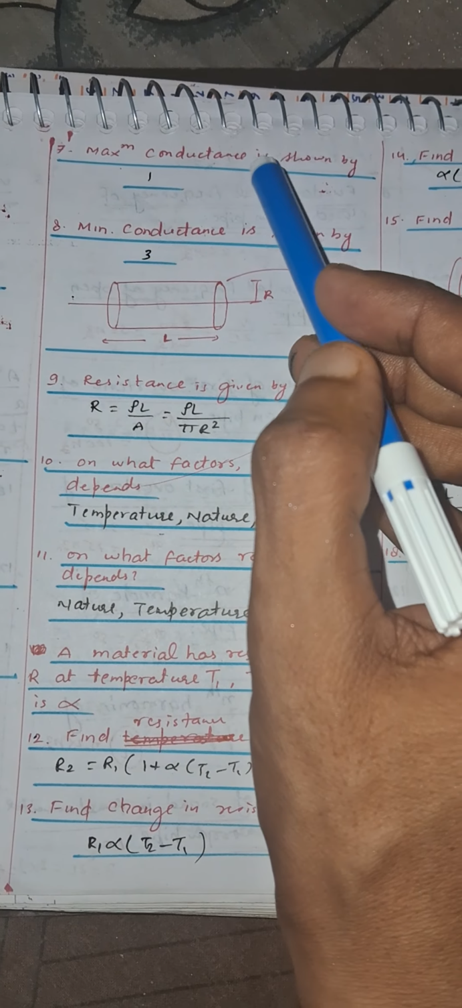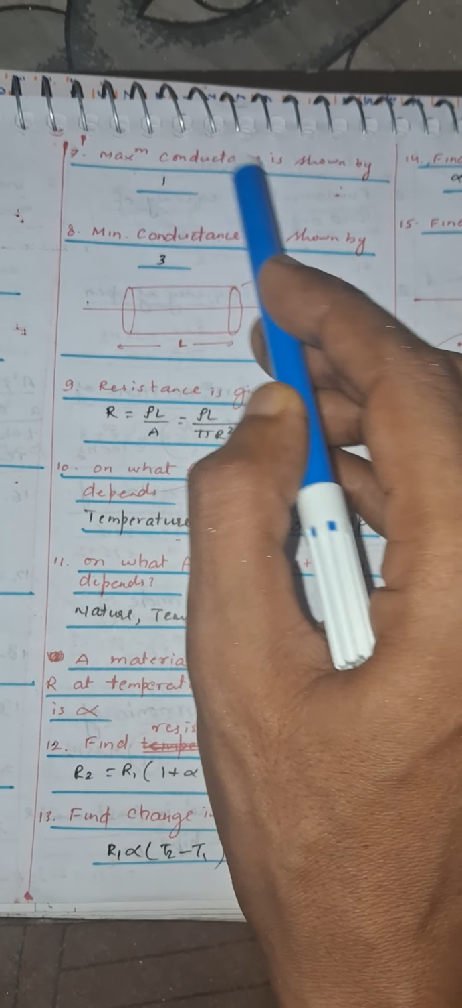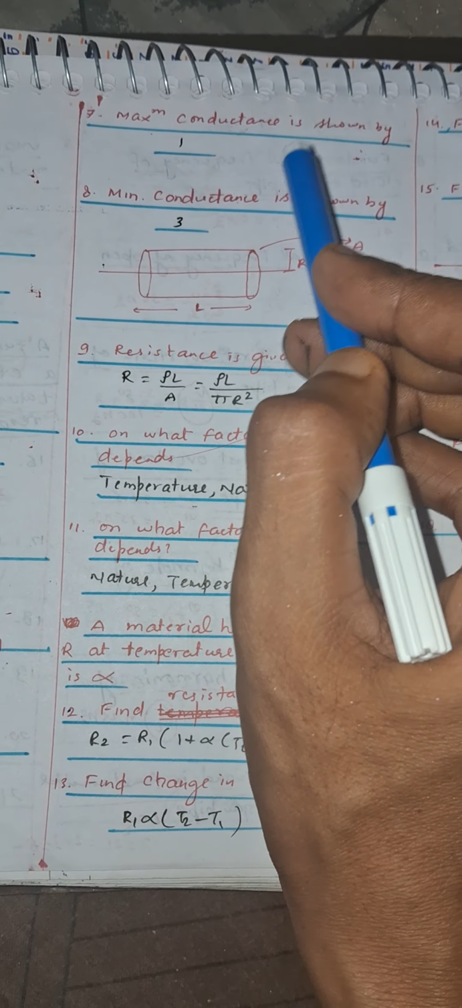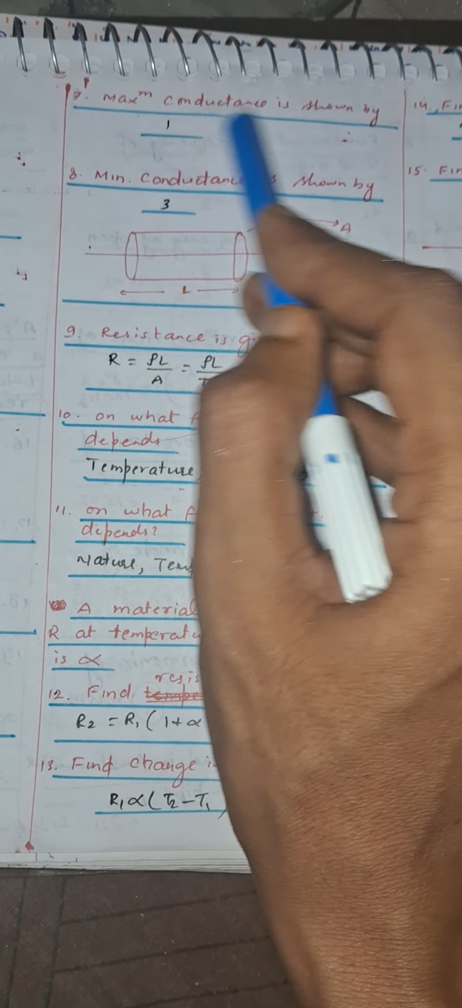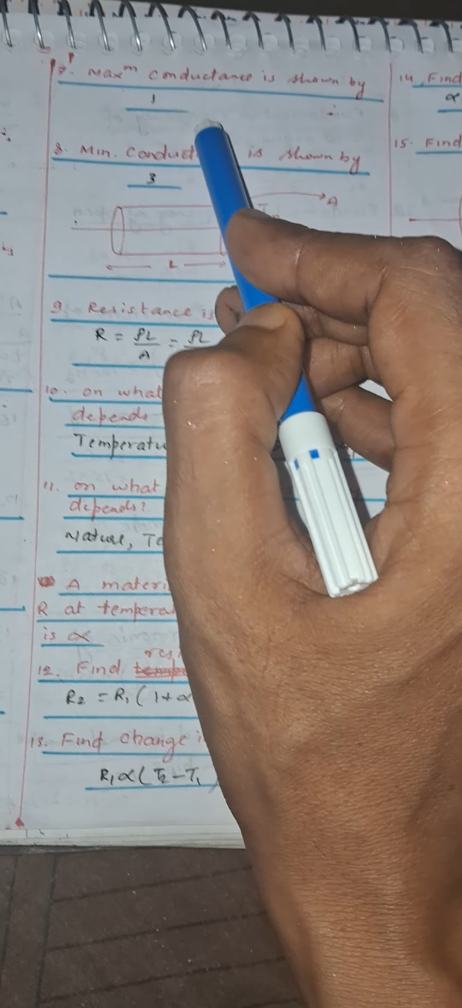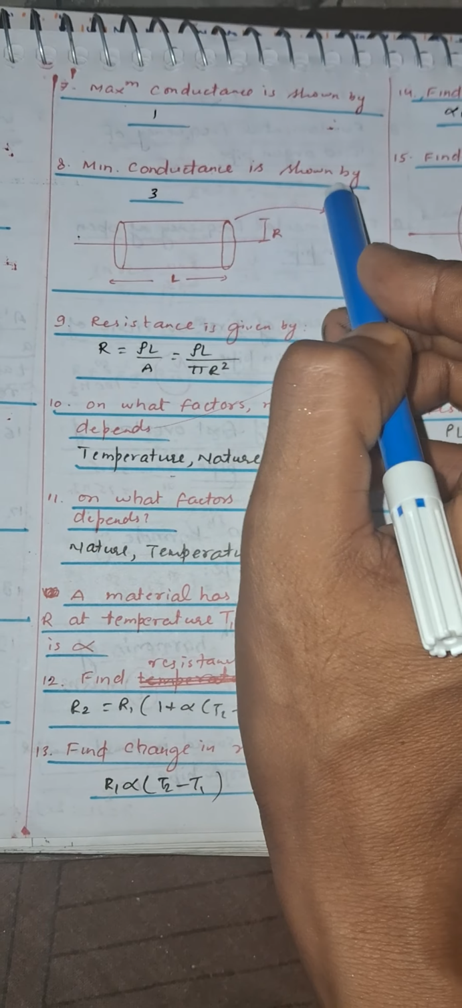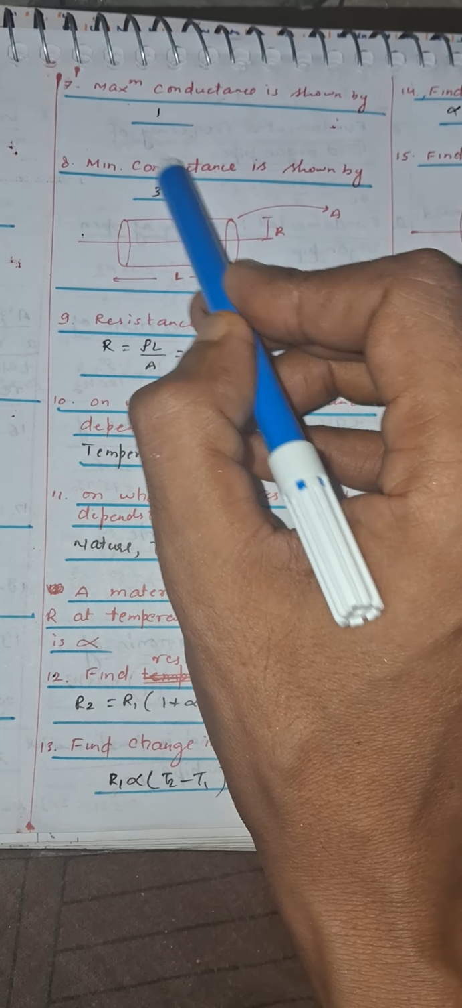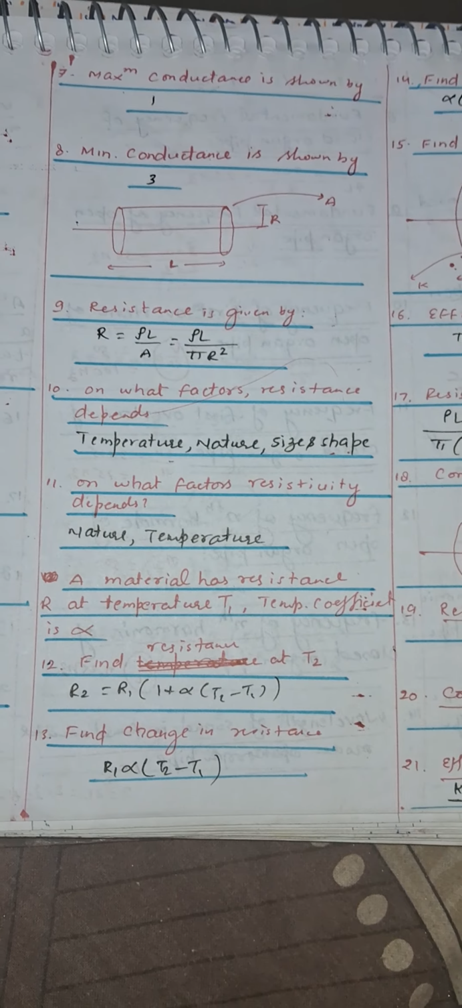Now moving to the next question, question number 7, maximum conductance is shown by which graph. Now resistance is inversely related to conductance. So minimum resistance means maximum conductance. Resistance is minimum for 1, so conductance is maximum for 1. Then, minimum conductance is shown by which graph. Minimum conductance means maximum resistance, which is shown by graph 3. So 3 will be the answer over here.